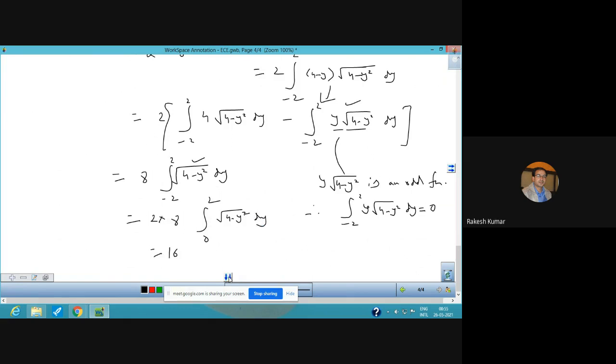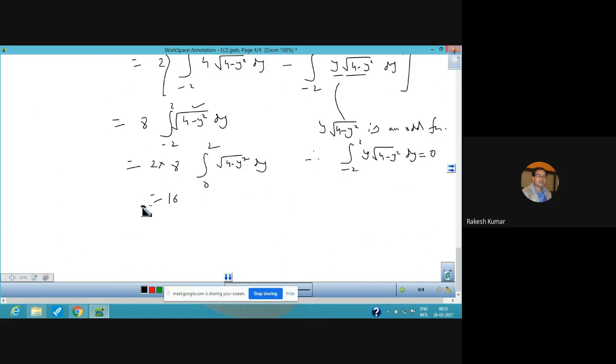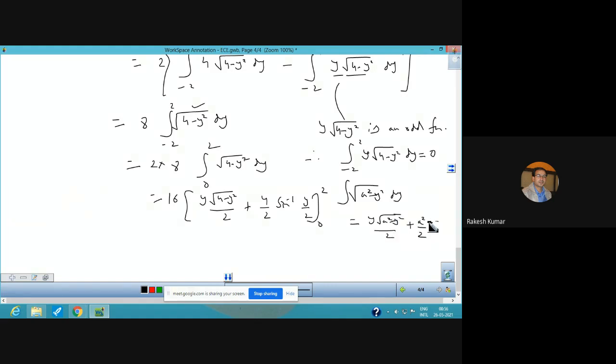Apply the formula of integration. So this is y times square root of 4 minus y square upon 2, plus 4 upon 2 sine inverse of y upon 2, from 0 to 2. The formula used is for the integral of square root of a square minus y square dy. And the formula is y times square root of a square minus y square upon 2, plus a square upon 2 sine inverse of y upon a. Now this formula is used over here.